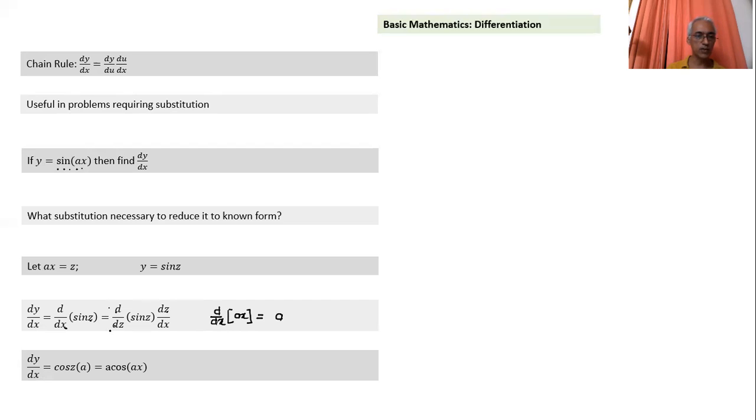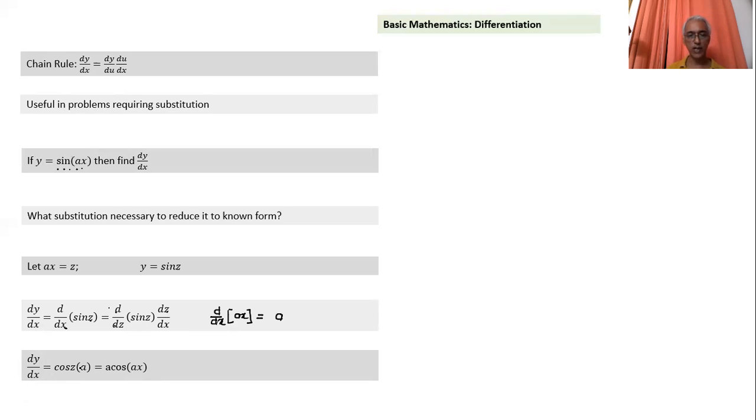So this term is equal to cos z and this term is equal to a. And then I put the value of z. I again substitute back in terms of x. It becomes a into cos ax. So what you noticed here, whenever the x term is multiplied by some constant, when we get the derivative, the constant comes out.